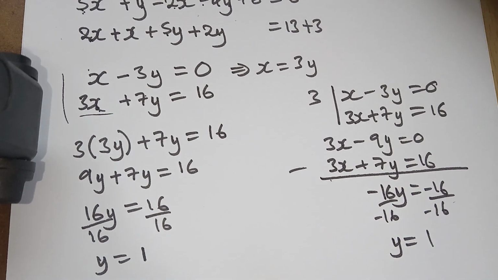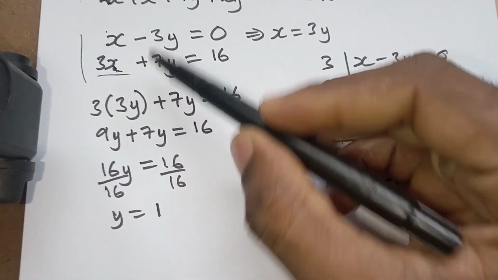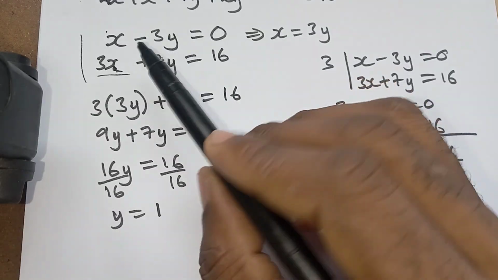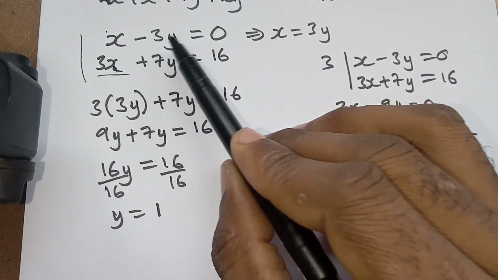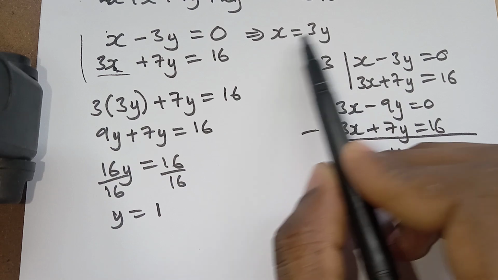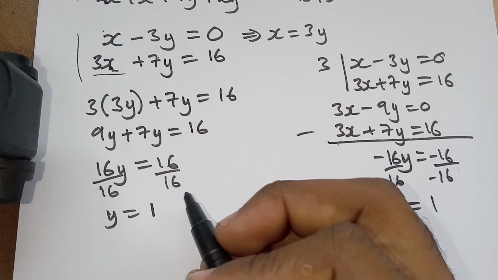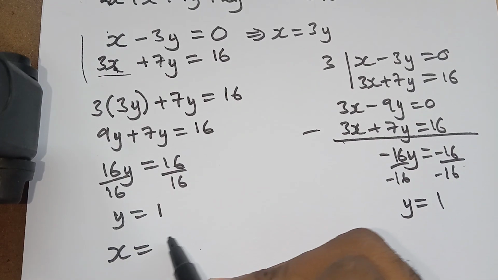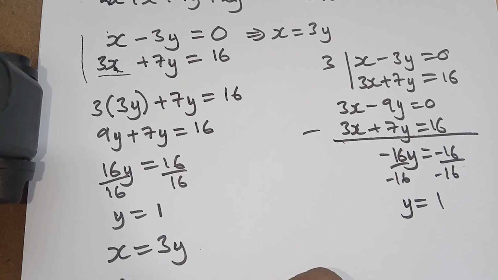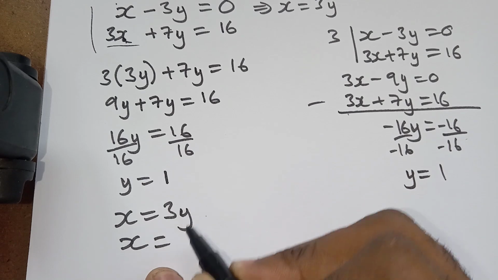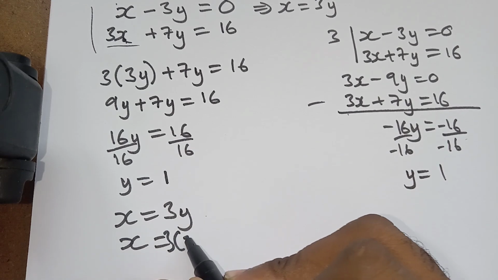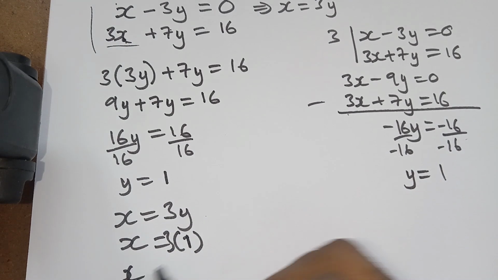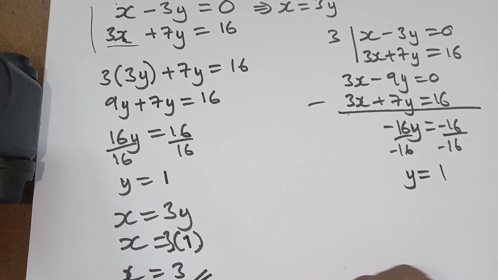So now to solve for x, you can use any of these two equations. I think the first one is much easier, especially this version of it. So you can just say x is equal to 3y, and y is 1. So you can say 3 times 1, then 3 times 1 is 3. So this is our x, this is our y.